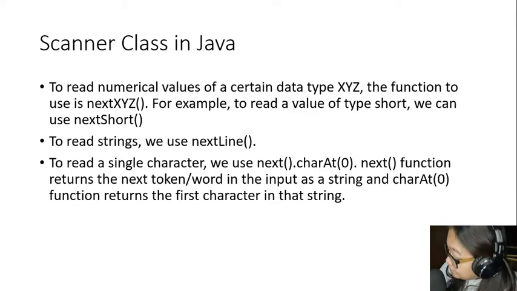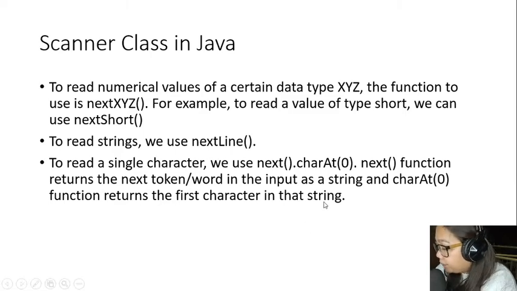That charAt(0). So what does it mean? If we're going to input, like we're going to look for the first character of the word, what word? Give me a word. Alcohol, for example. We need to get the letter A of that, so we use next().charAt(0). So it will show A.